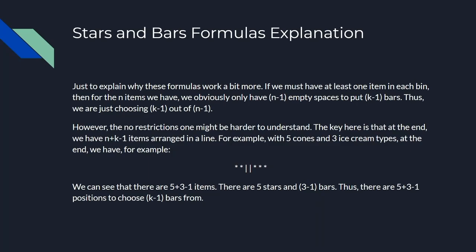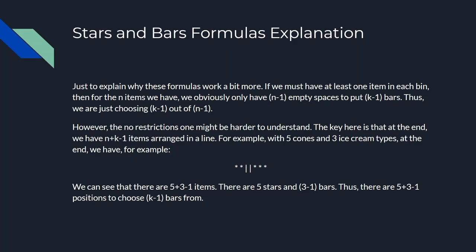So just to explain why they work a little bit more, if we have at least one item in each bin, for the n items we have, there's only n minus 1 empty spaces in between those n items, right? Because if I have 7 stars, for example, I have 6 spaces in between those stars in total. So I have n minus 1 empty spaces, and out of those empty spaces, I have to put k minus 1 bars there. So we're just choosing k minus 1 spaces out of the n minus 1 spaces to contain a bar.